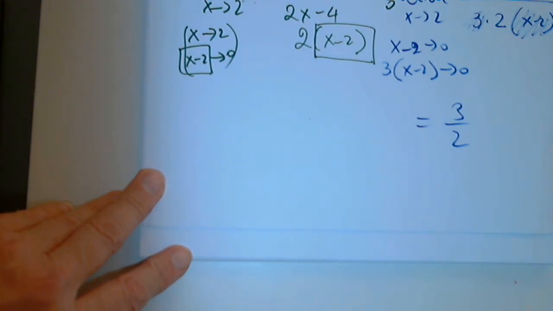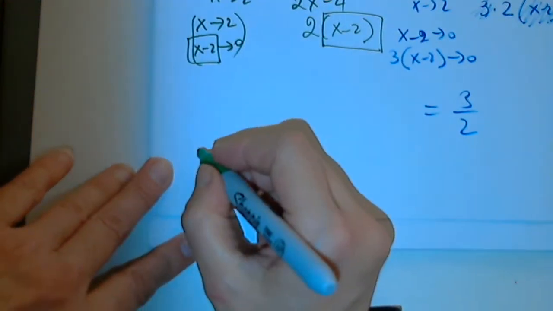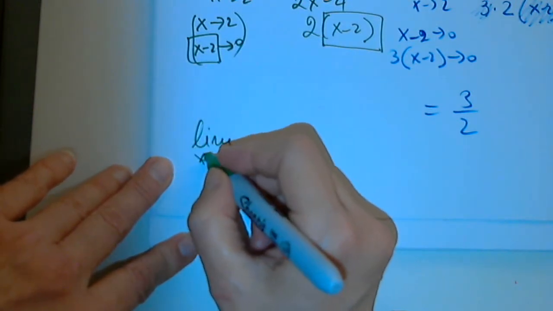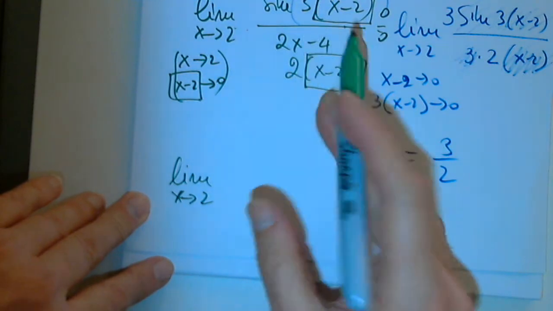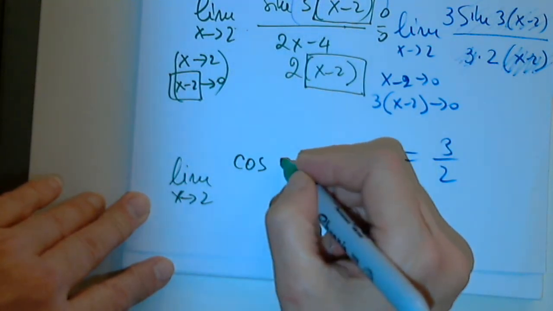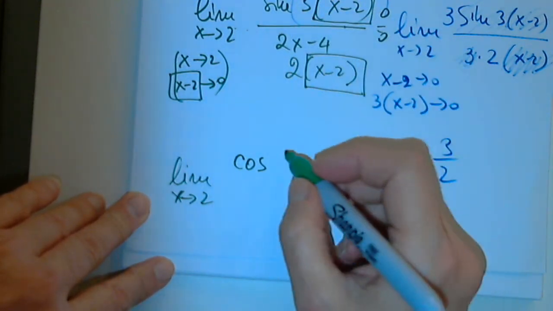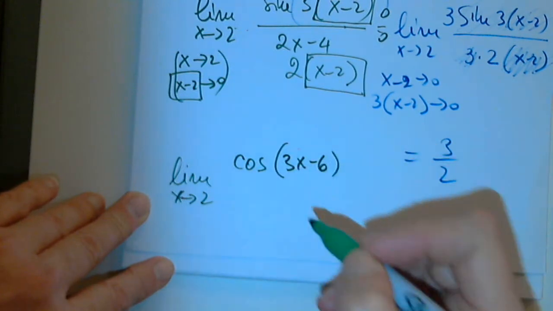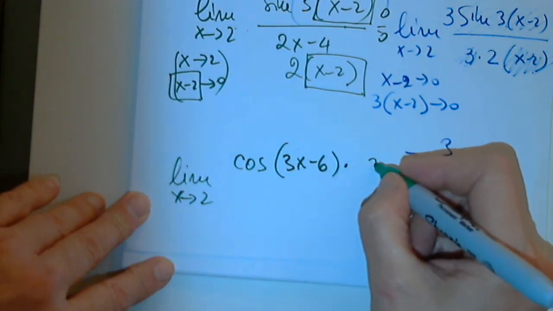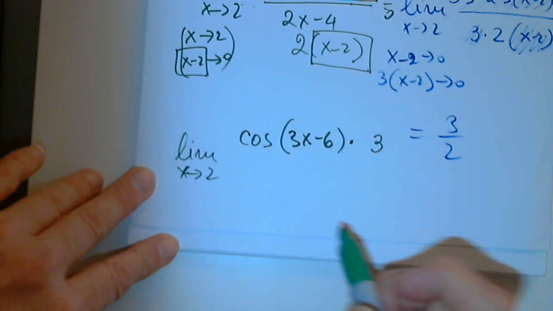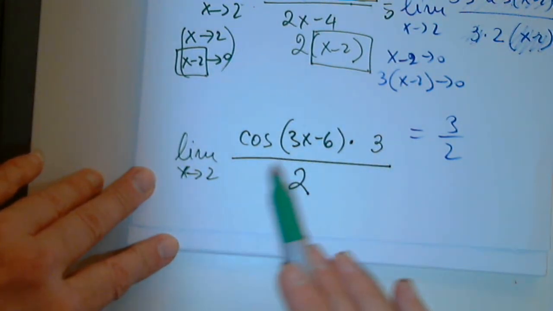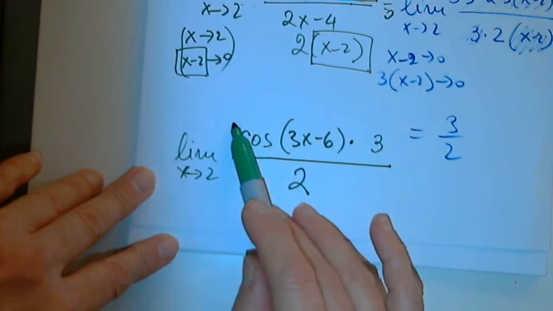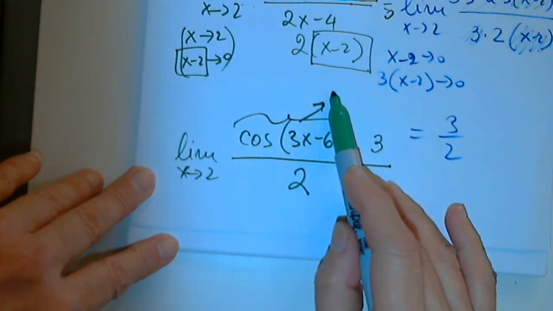Sine 0 is 0. Okay, so if we apply L'Hopital's rule, then we will differentiate the numerator, which turns into cosine. I'm going to distribute because it's easier. 3x minus 6 times the inner function prime, which is 3. The denominator prime is 2. When x approaches 2, this approaches 0, but then cosine 0 approaches 1.